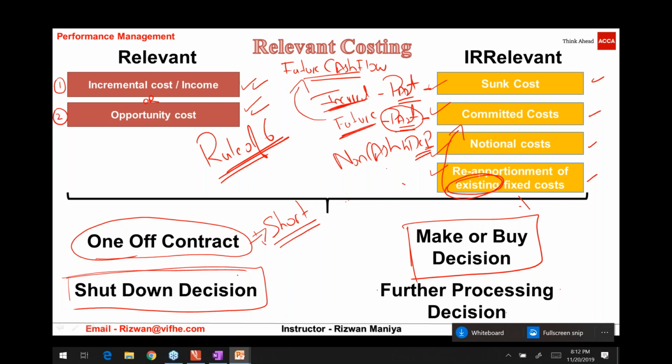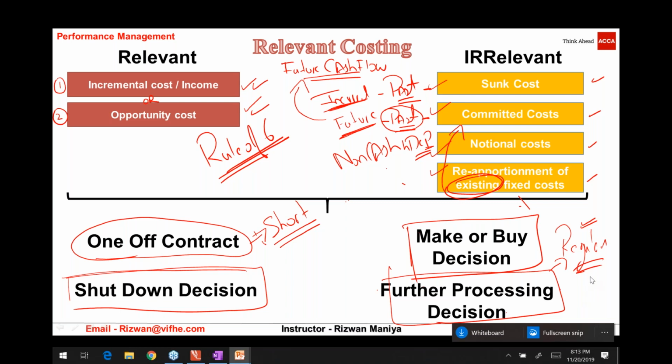Further processing decisions are ones that a business takes when it needs to decide whether to process a product further, and whether that further processing would be good or not. For example, if a company is making petrol, a regular petrol, the company needs to decide whether to sell it as regular petrol, or further process it and make it high octane.